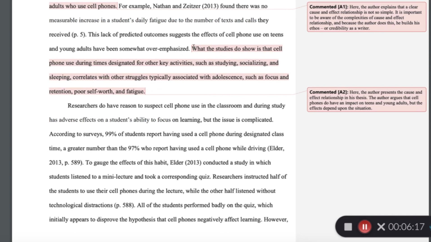Okay, so you can see that this thesis statement here clearly outlines, it's a direct thesis statement that tells the reader what the whole essay is going to focus on. And it's going to focus on the effects.